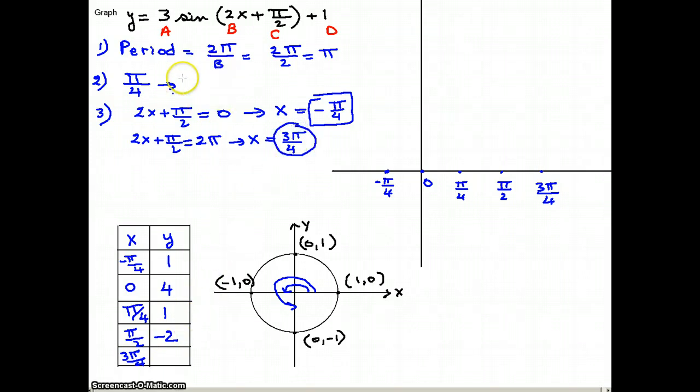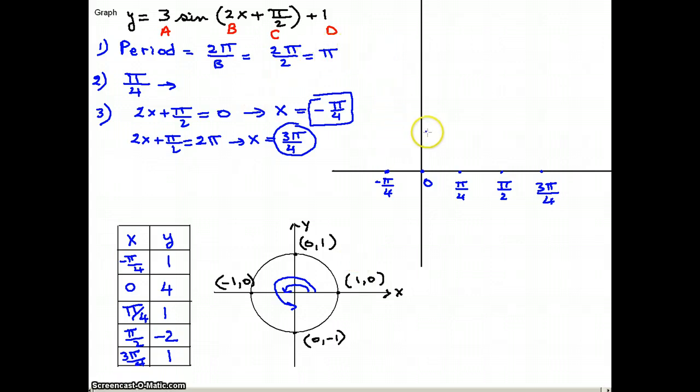2 times 3 pi over 4 is 6 pi over 4, which is 3 pi over 2, plus pi over 2, which would be 4 pi over 2, which would be 2 pi. Sine 2 pi is 0, and 0 times 3 would be 0 plus 1, and that's 1. Okay? So now let's go ahead and plot these points.